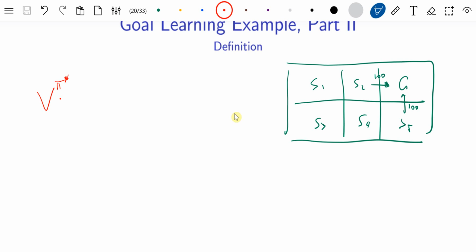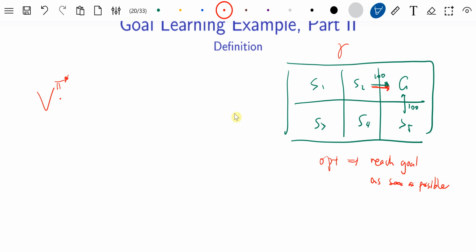So for example, if you start from S2, you should not go anywhere else. You should directly go here. If you go anywhere else, it means you are running in circles and you delay your reward. And when you delay, there is a discount factor gamma. So you do not want to do that. So you want to reach the goal as soon as possible. So optimal means reach goal as soon as possible.